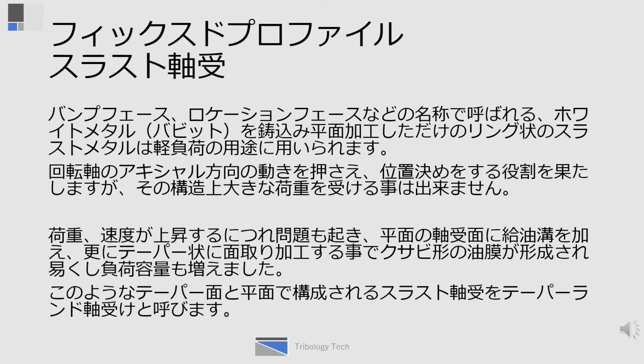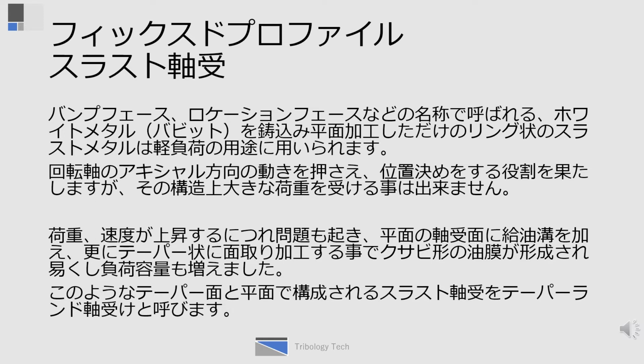Fixed profile thrust bearing. Ring-shaped thrust metal, which is called bump face, location face, etc., that simply has white metal babbitt poured on top and machined to a flat surface, is used for light load applications. It sustains the axial movement of the axis of rotation and acts as a positioning, but it cannot sustain heavy load due to its structure.